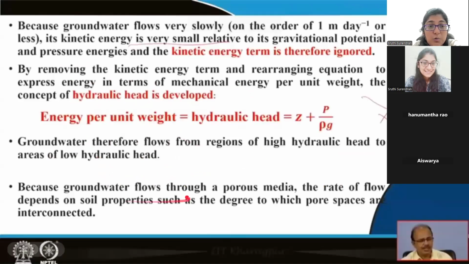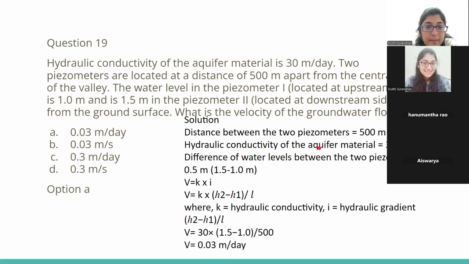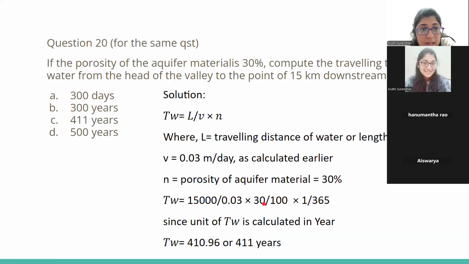Also, in the case of groundwater, the hydraulic head is more important. Often there's no velocity head because the velocity of water flow through the ground is very low. So we neglect that, and this quantity is combinedly called the hydraulic head. And questions related to this are a sure shot, based on Darcy's equation. This is another one based on the traveling time of water.